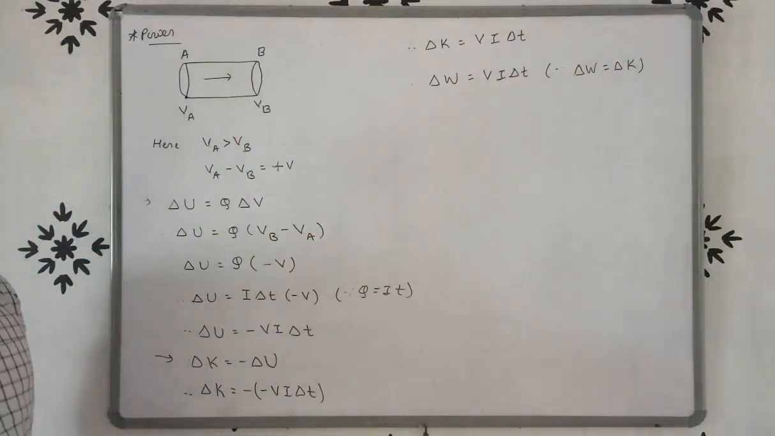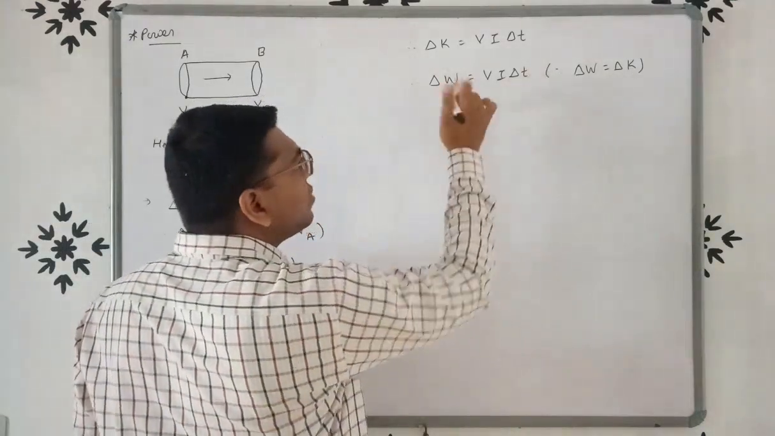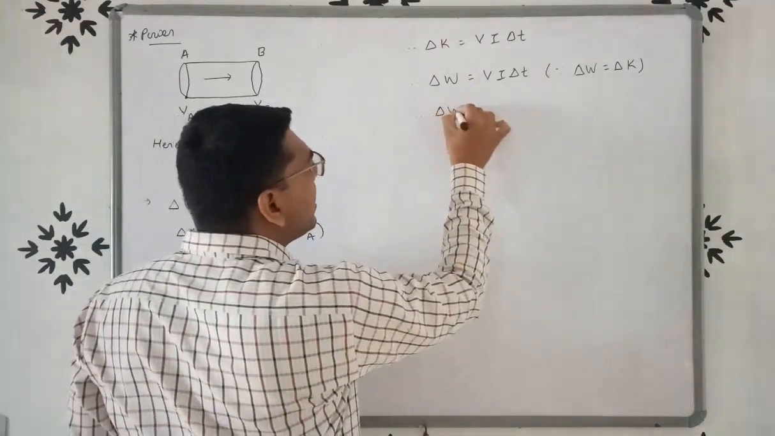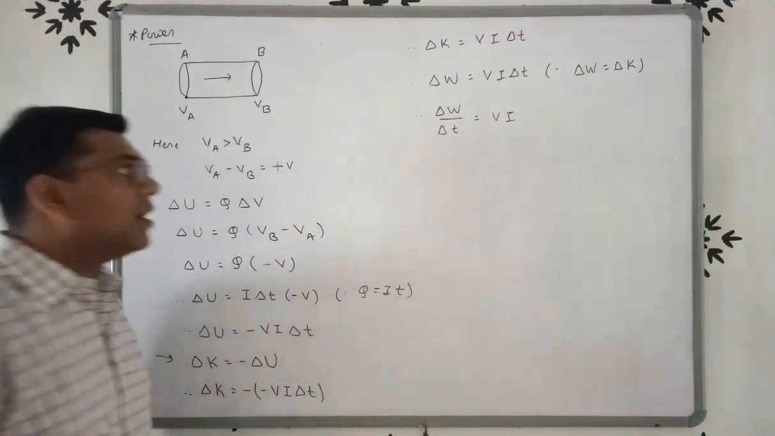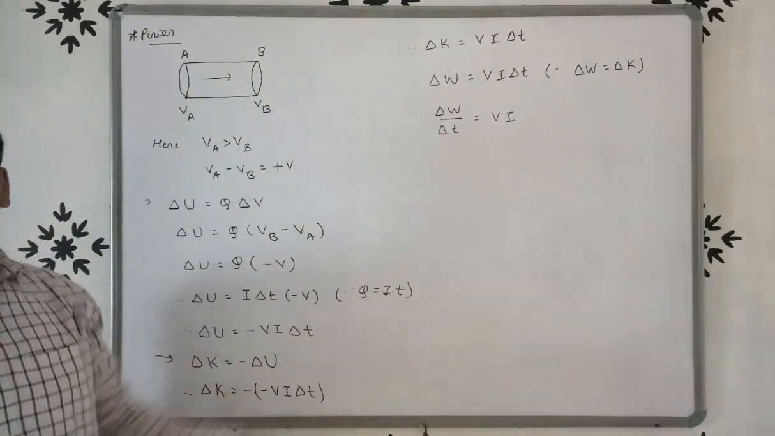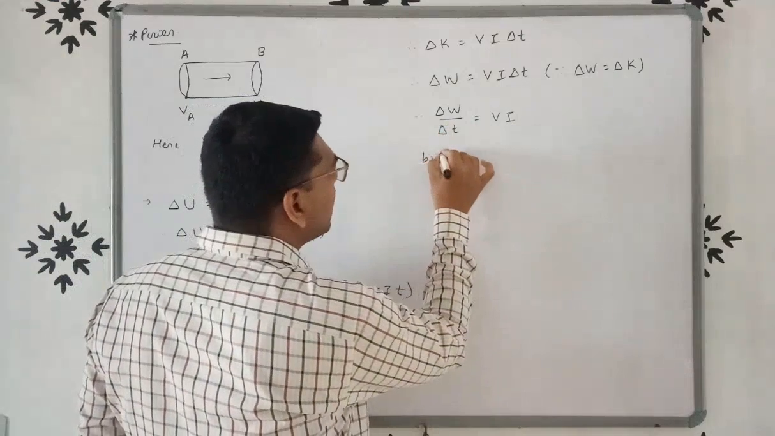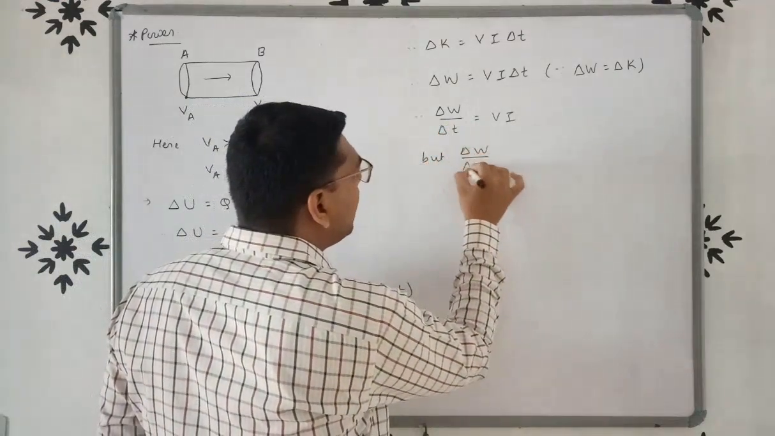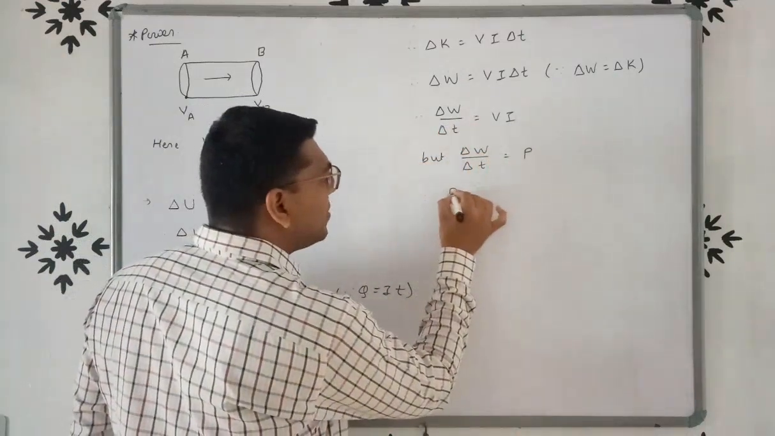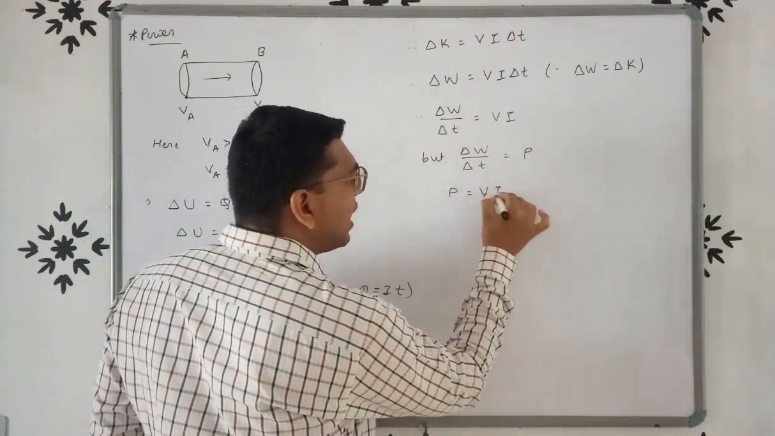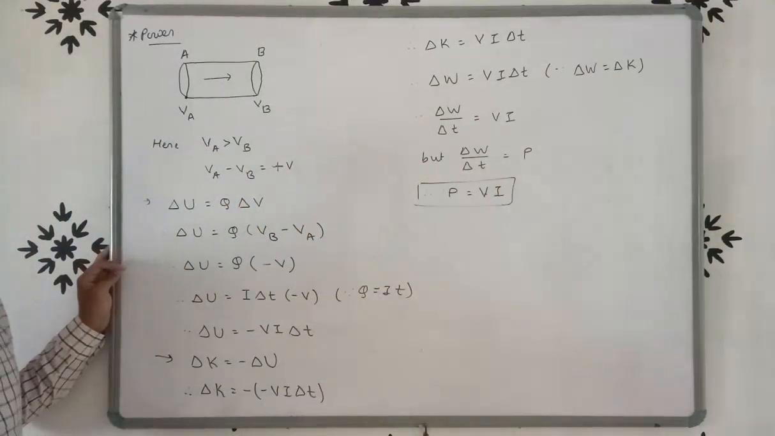Now if we take this delta t to the left hand side, we get delta W by delta t is equal to VI. Now we know that work upon time is power, so delta W upon delta t is equal to power P. So power P is equal to VI. This is the equation of power, P is equal to VI.